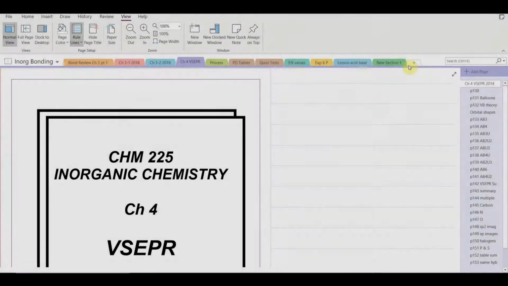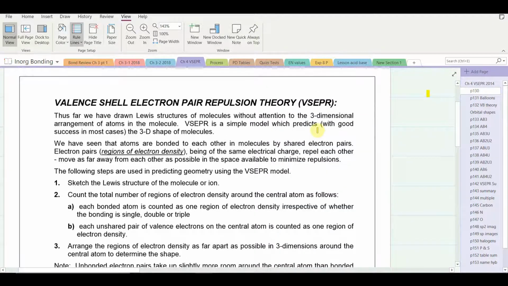Chapter 4. In this chapter we're going to study a model that describes the bonding in covalent compounds. And there's two components to it, VSEPR and valence bond theory. We'll start with VSEPR, valence shell electron pair repulsion theory.